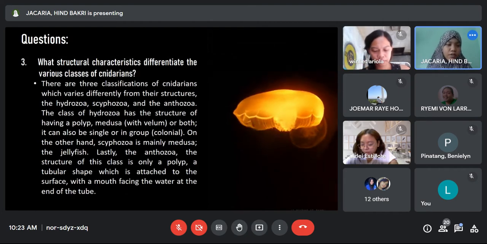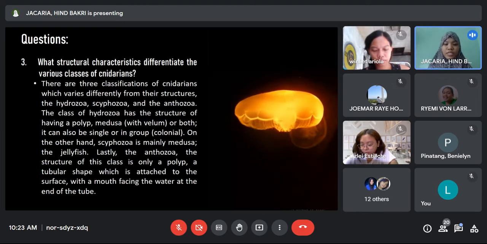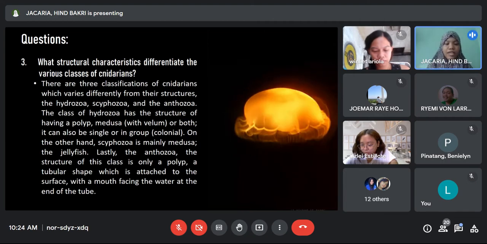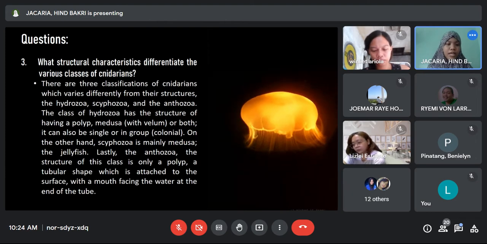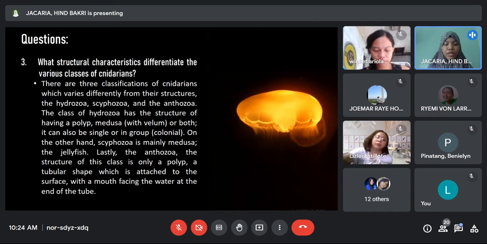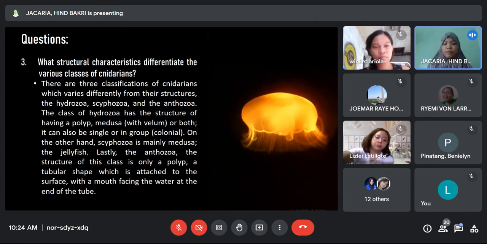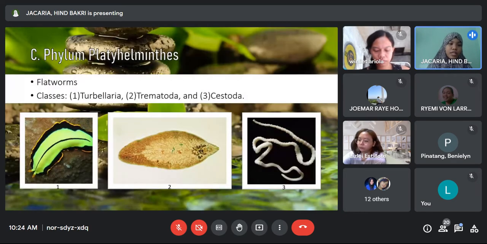Next is the Scyphozoa. Scyphozoa is mainly medusa. This is the typical jellyfish that floats, with a bell-like head and tentacles that move. Then lastly is the Anthozoa. They are only polyp, like the anemone or the home of Nemo. So now let's proceed with the third phylum, which will be discussed by my groupmate.